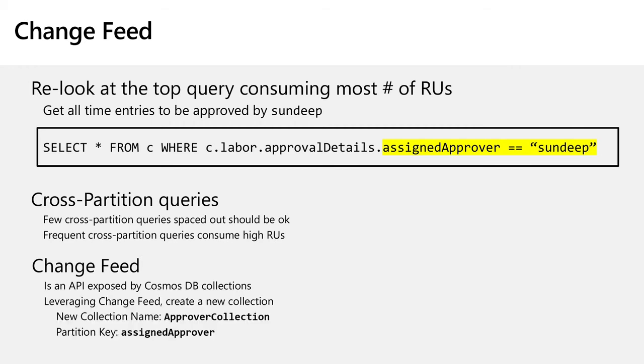And then the partition key there is assigned approver. So in the approver collection, because there are 5,000 approvers, Azure Cosmos DB divides that into 5,000 partitions. And now partition key is assigned approver. And it's totally okay to have more partition keys. That makes your application more scalable.